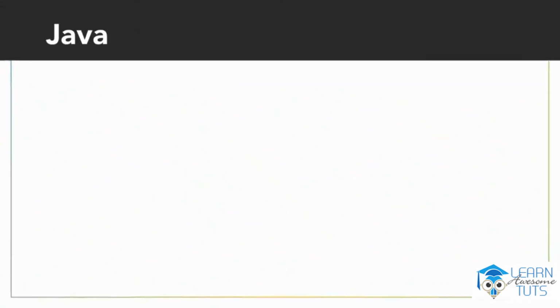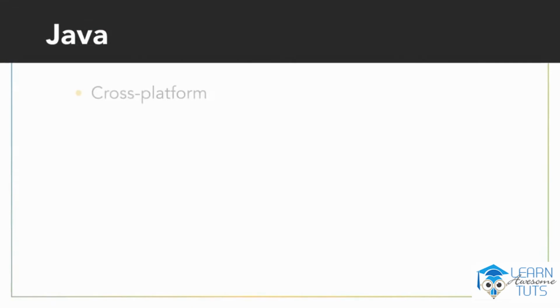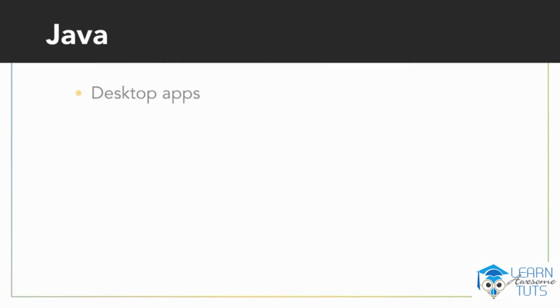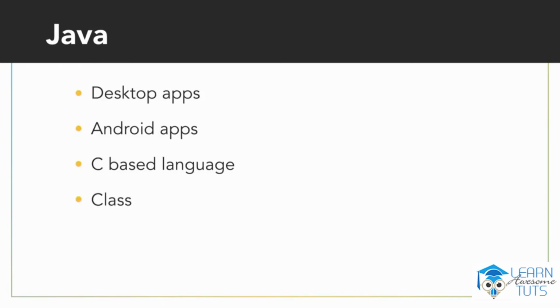First up, Java. Java is a cross-platform programming language. This means that you can write your Java code, compile it, and then any device that has the needed program installed can run it. It's famous for desktop applications and mobile apps for Android. It's a C-based language, but unlike C, everything in Java is in what's called a class.